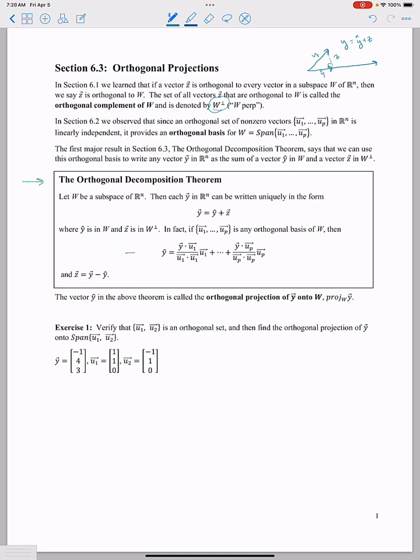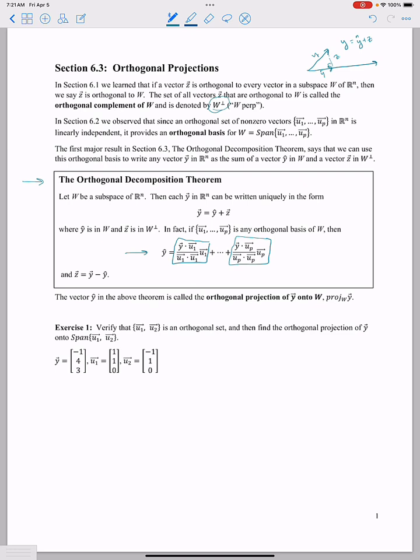This formula for finding the projection, notice this piece should look very familiar. It is the same as if you're projecting onto a vector. Because we're projecting onto a subspace, we just have as many of these as we need, which is dependent on the size of W. So let's look at this first exercise.